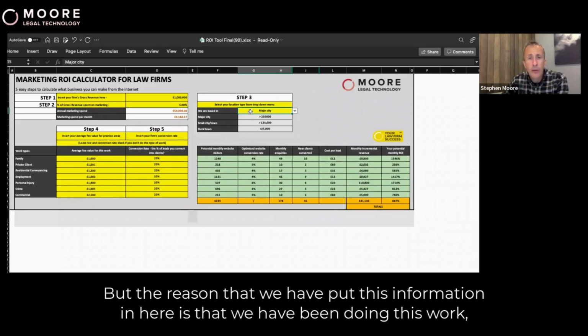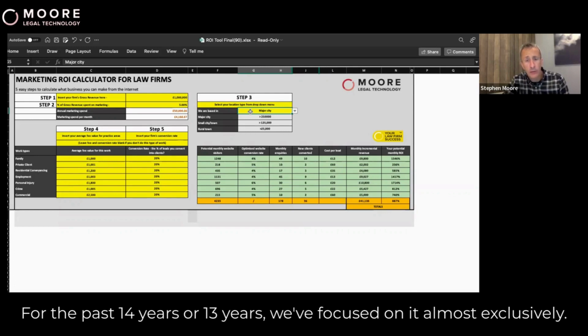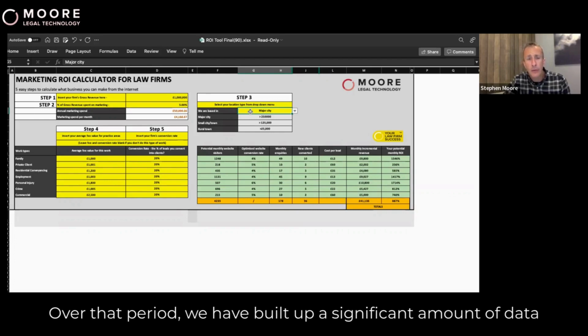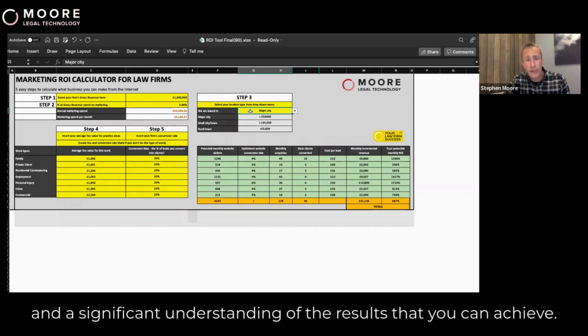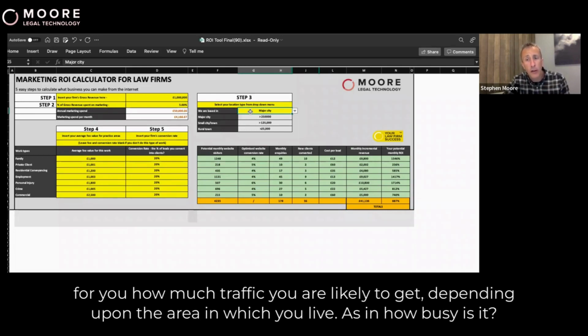But the reason that we have put this information in here is that we have been doing this work, generating business online for law firms for must be about 15 years now. For the past 14 years or 13 years, I think, we've focused on it almost exclusively. Over that period, we have built up a significant amount of data and a significant understanding of the results that you can achieve. The net outcome of that is that we have used data in the background to populate this so that we can estimate for you how much traffic you're likely to get depending upon the area in which you live, as in how busy is it.